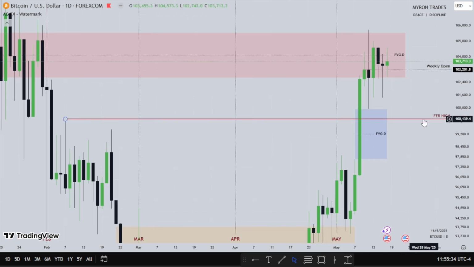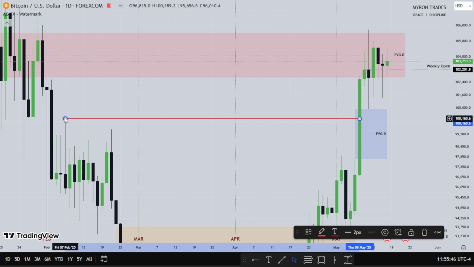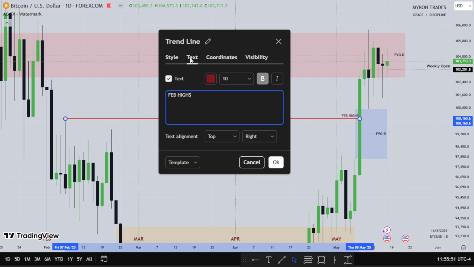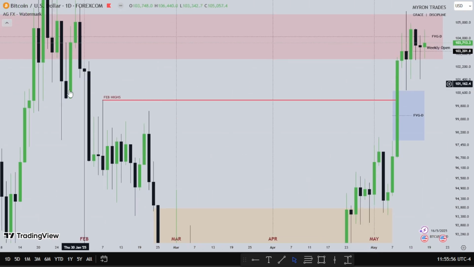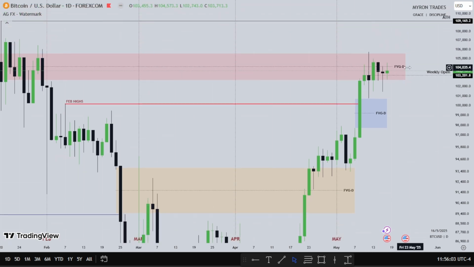Let me take this off and make it more. So this is February highs. So these are February highs. See how gold ran the highs on February. So we're consolidating on Bitcoin. So I want to see what Bitcoin will do with this fair value gap going higher.